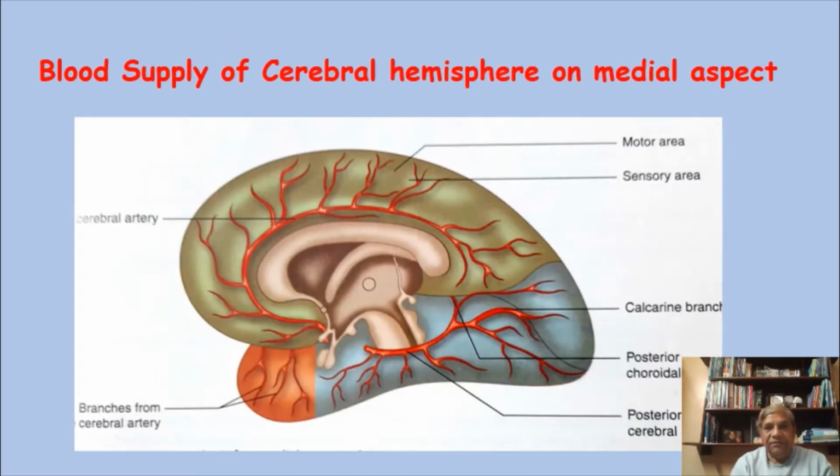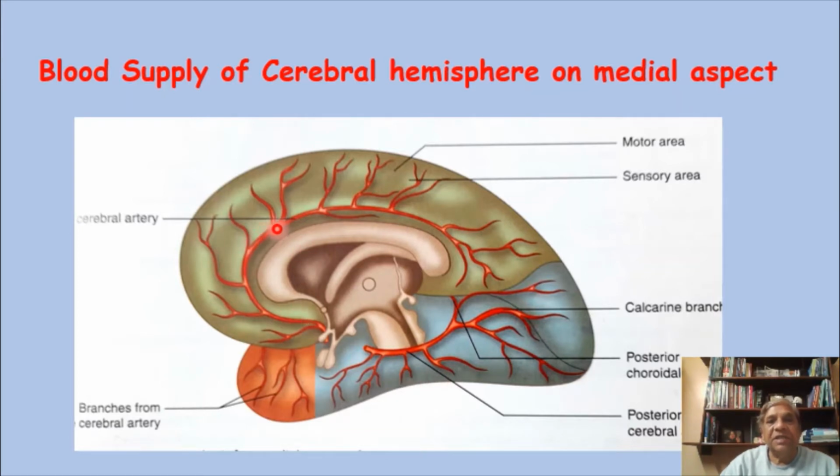Now let us see the first surface which we will learn, the medial surface. This is the hemisection of the cerebral hemisphere, the right cerebral hemisphere. Its medial aspect is seen. This is the corpus callosum, rostrum, genu, body and the splenium, thalamus, fornix, and this is the lateral ventricle, this is the hypothalamic part, and the subthalamic sulcus is here. So this is for orientation.